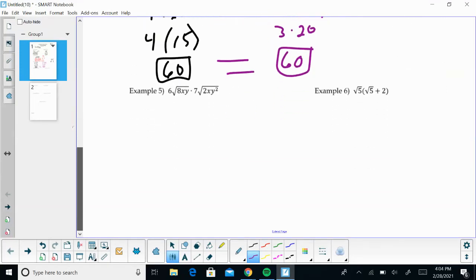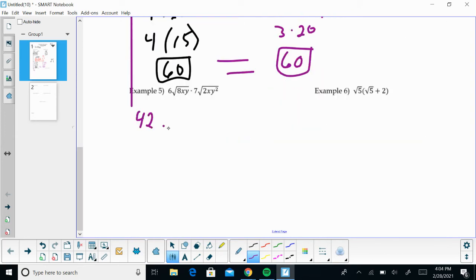Okay, let's talk about some more examples here. So again, we're going to look and see. I prefer to look and see if we can simplify anything first, just because that gives me some smaller numbers. In this case, I really don't have anything to simplify, so we're going to go right into multiplying. 6 times 7 gets me 42.